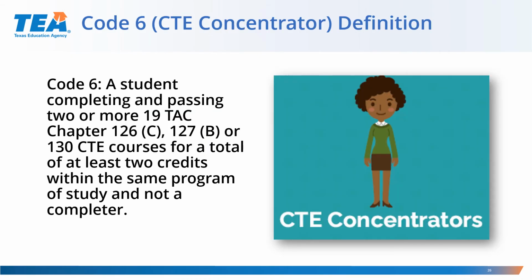Now we're going to talk about code 6 concentrators. These are students that complete, pass, and receive credit in 2 or more high school level CTE courses for at least 2 credits within the same program of study, and are also not a completer in the same program of study. This is different from the previous example where Stanley was not focused on a single program of study.